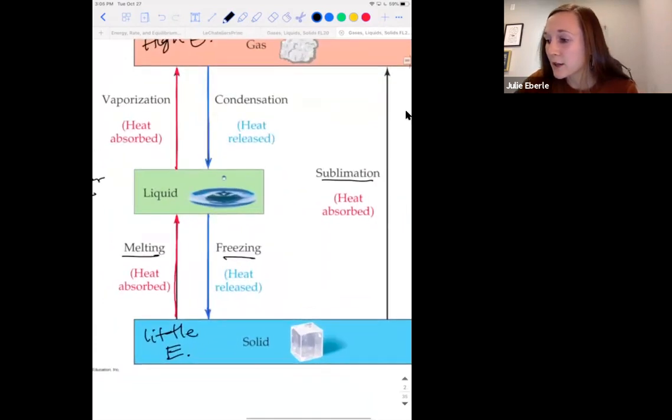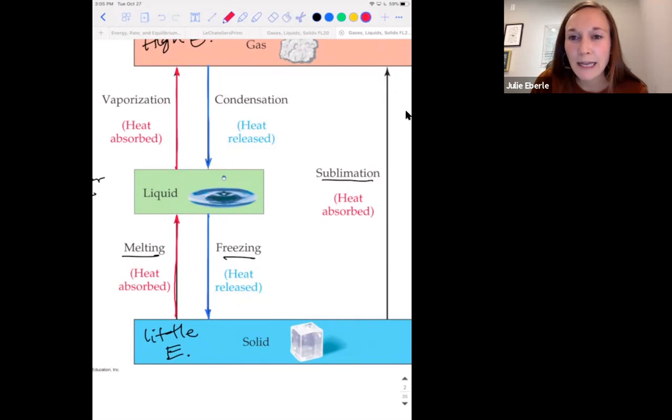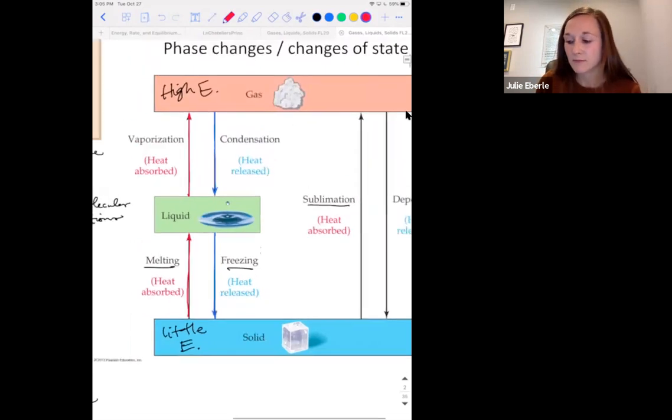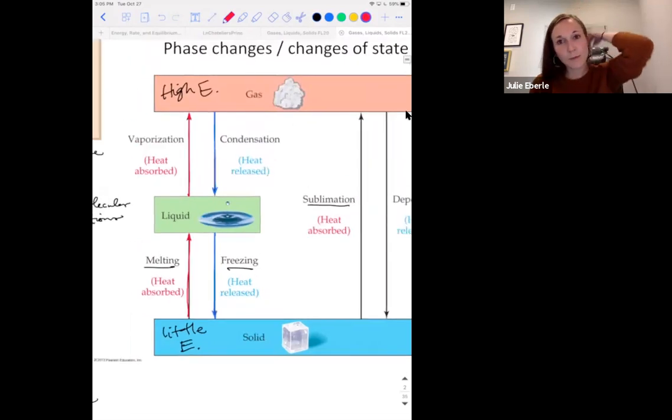Now, if we had to go in here and assign a delta H and a delta S, could you do that? I want you to think about these processes, okay? If we are absorbing heat overall, is that an endothermic or an exothermic reaction? Thank you, Zoe. That's endothermic.